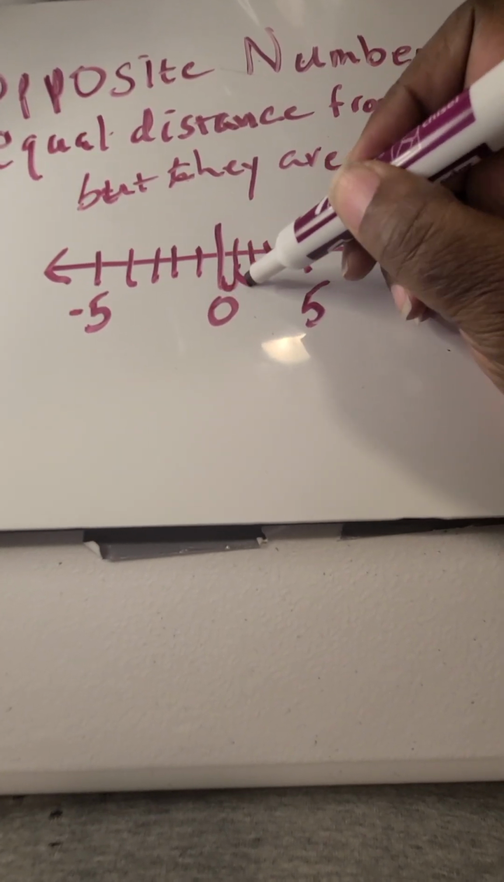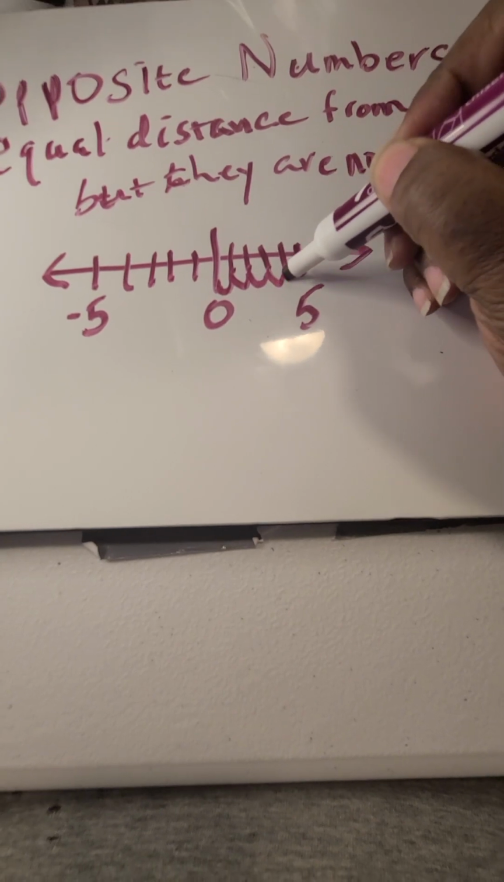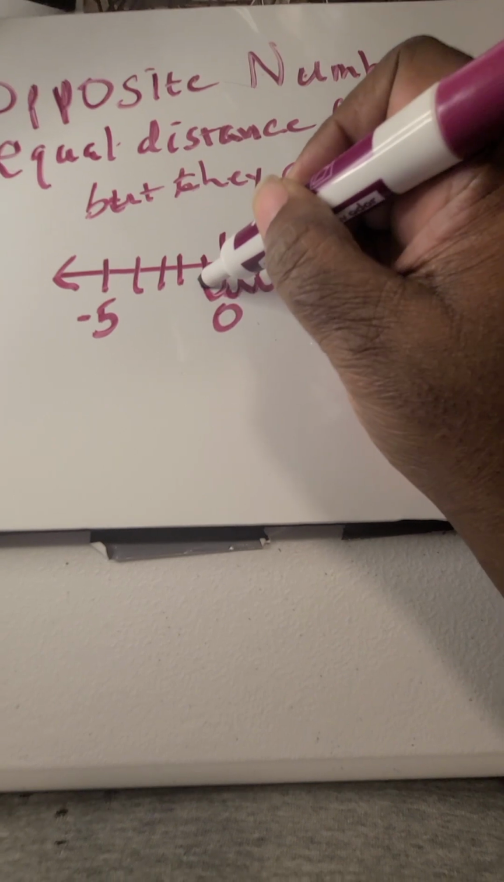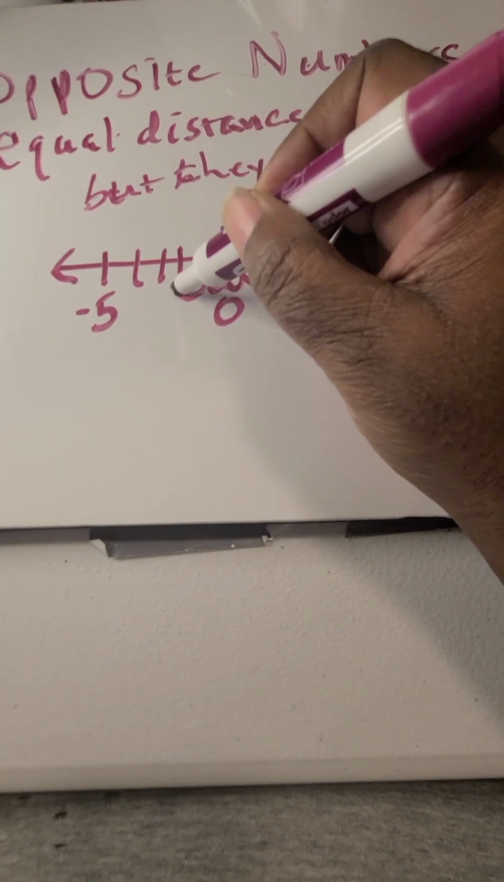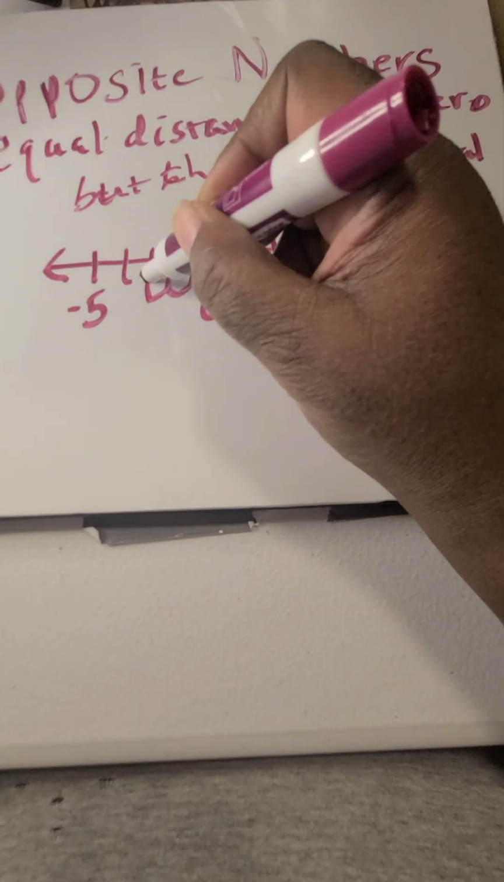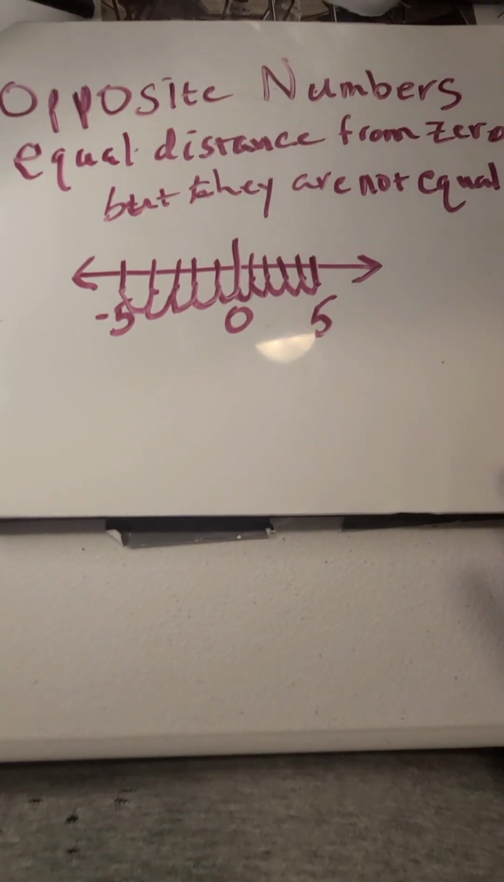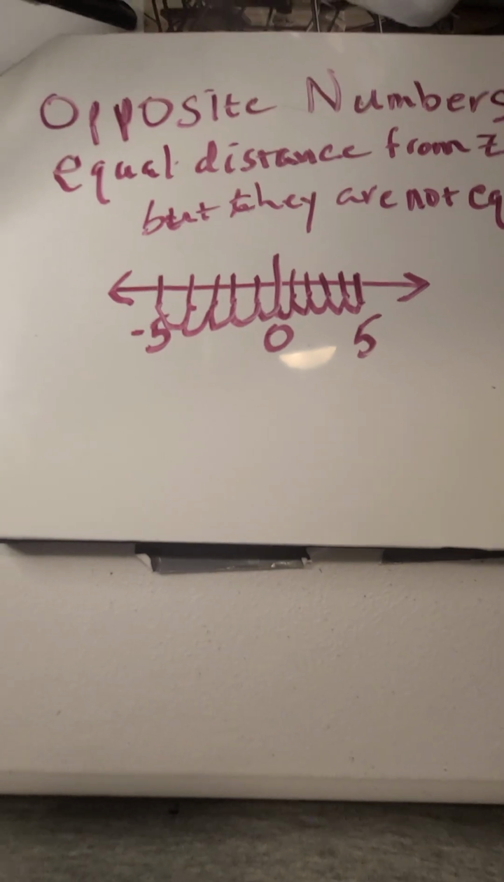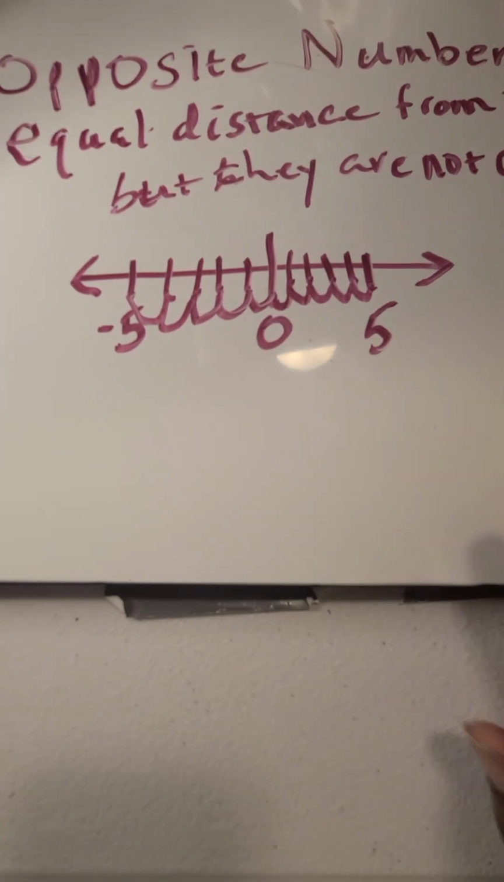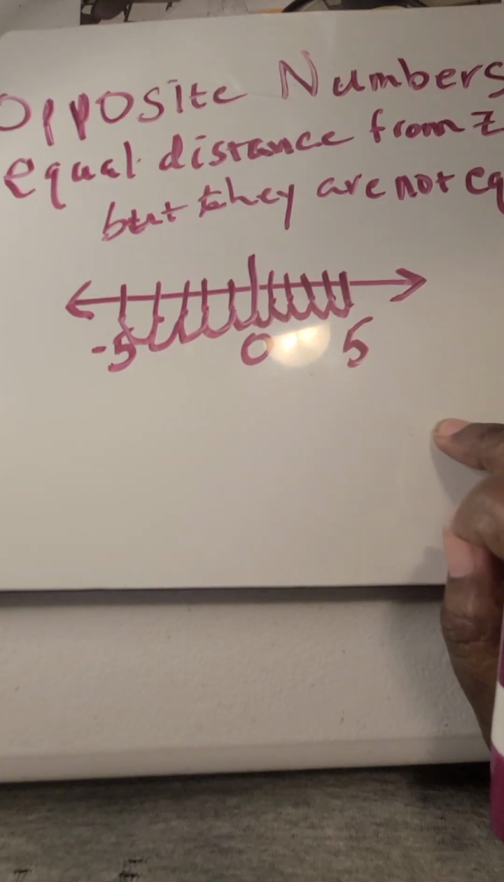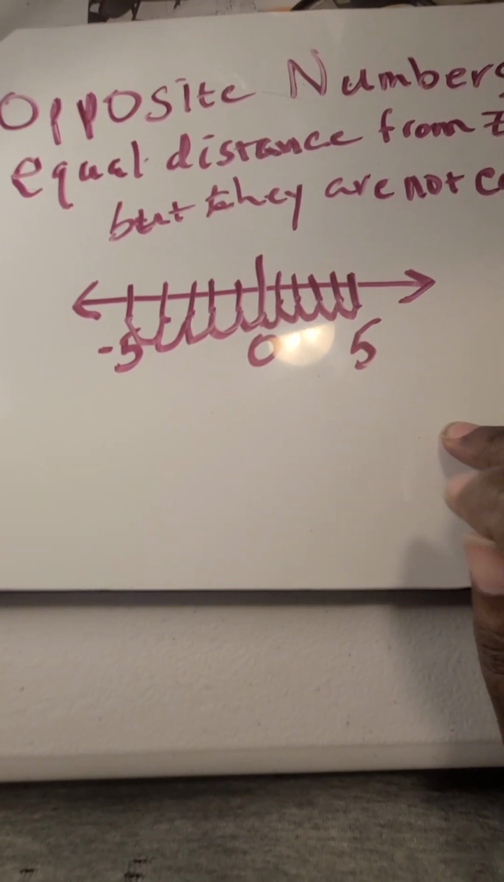So if I go 1 unit, 2 units, 3 units, 4 units, 5 units from zero, and I go away from zero again, 1 unit in the negative direction, 2 units in the negative direction, 3 units, 4 units, 5 units in the negative direction. They have the same distance from zero. So these are opposites. They have the same distance from zero.